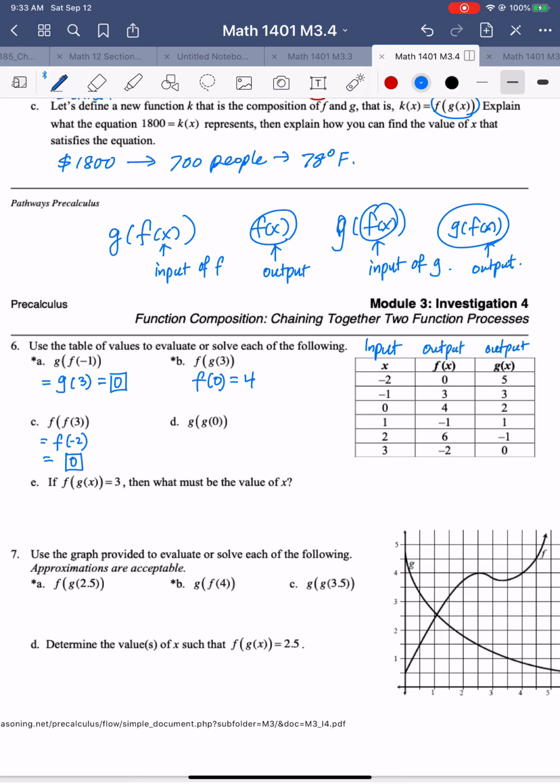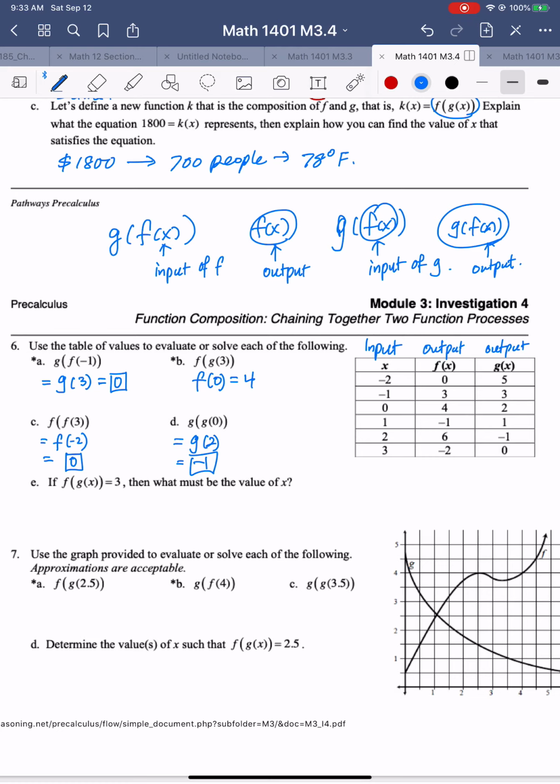D, the g of g of 0. So this is the input of 0, which is right here, and then the g function output is 2. So this becomes g of 2. Then 2 becomes the input for the g function again, so the output is -1.